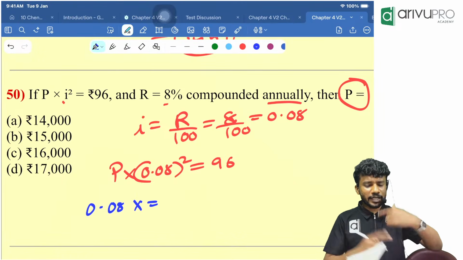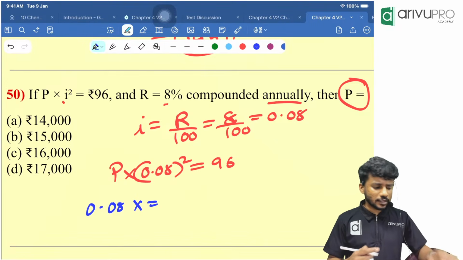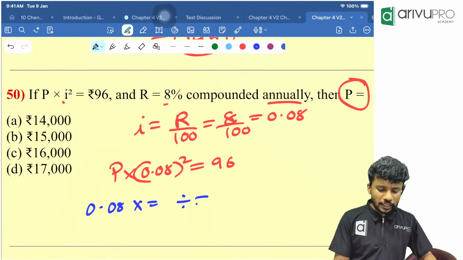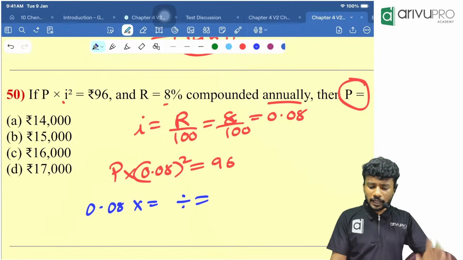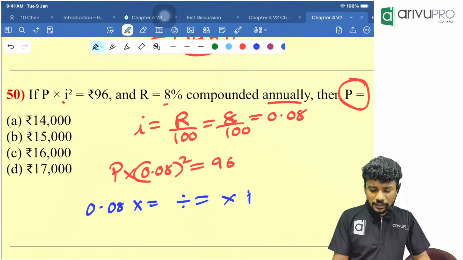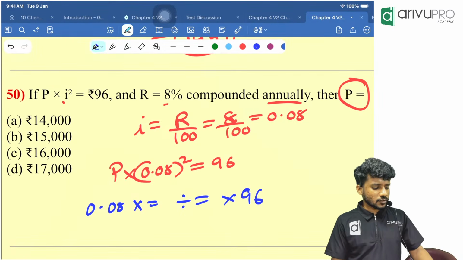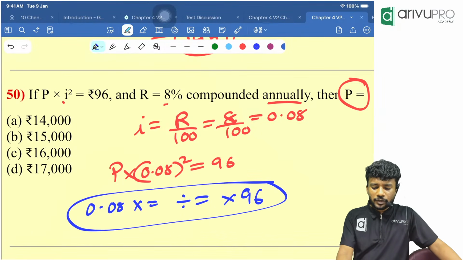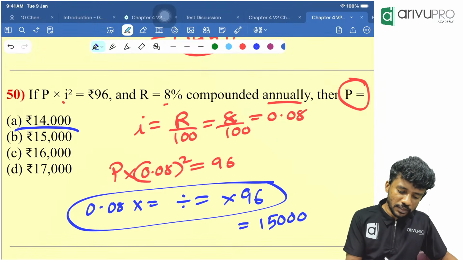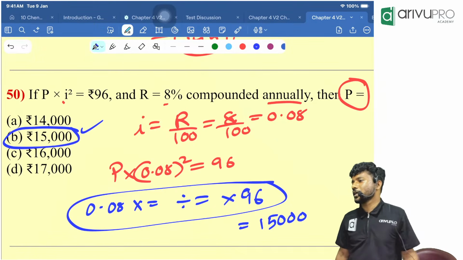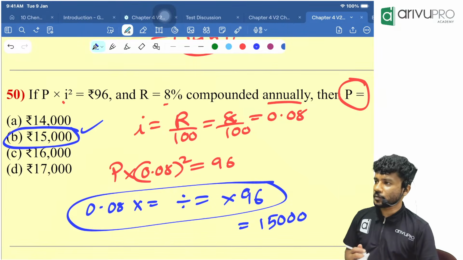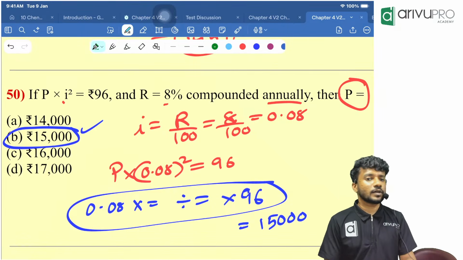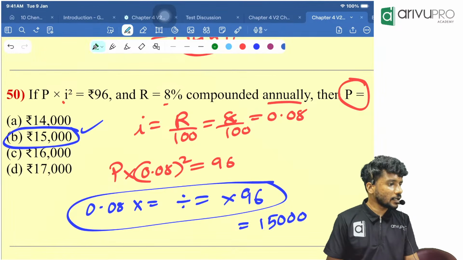I should take it to the other side. How can I take it to the other side? Divide, equal to. Then, people, multiply it with what? 96. Multiply it with 96 and it will give you exactly 15,000 as your answer. Which option is the answer? Option B. Correct answer. Abdul, Ismail, right answer. Everyone is getting it. Sure?